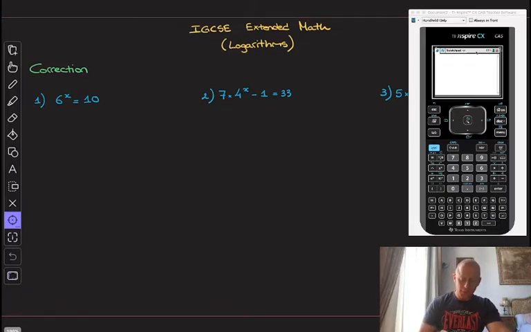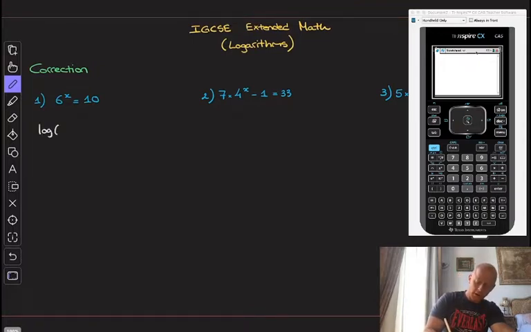So let's see, the first question that I asked you to do, if I start correcting it, we have 6 to the power of x, which equals 10. And the approach here, as we saw, is to apply logarithms, or we often just say take logs, of both sides of this equation. If I do that, I'll say, well, log of 6 raised to the power of x equals log of 10, right?